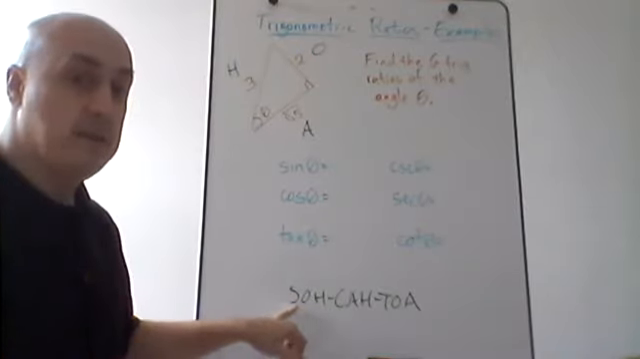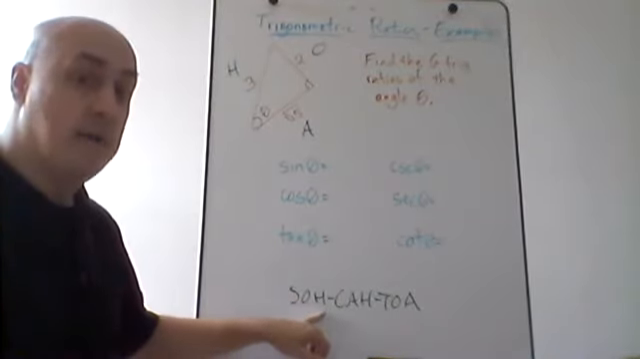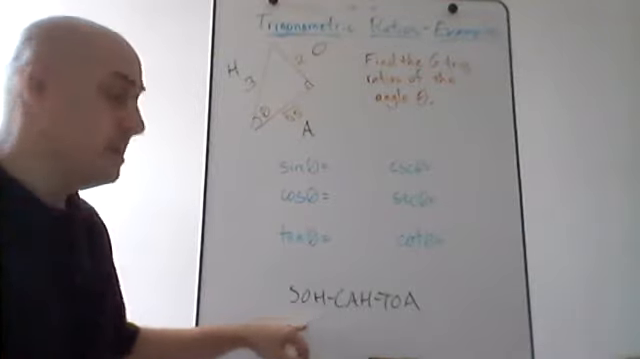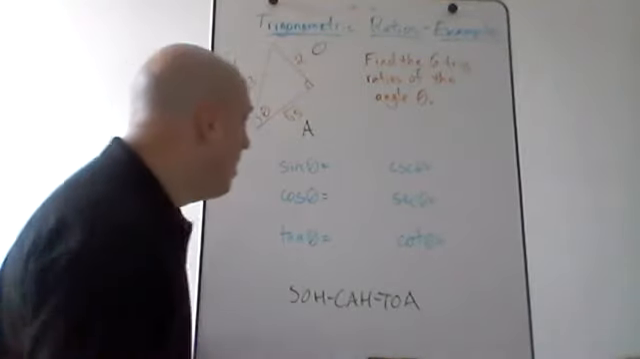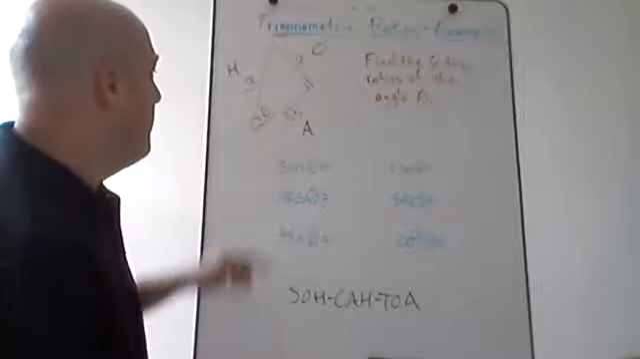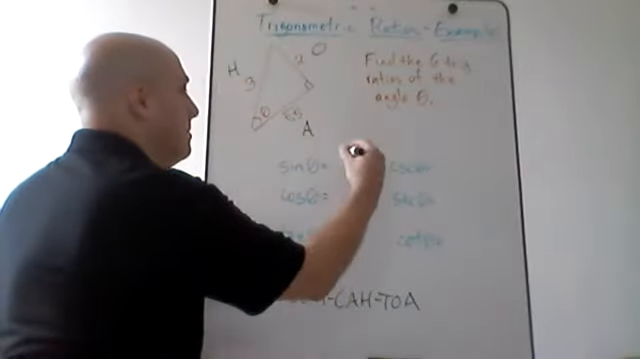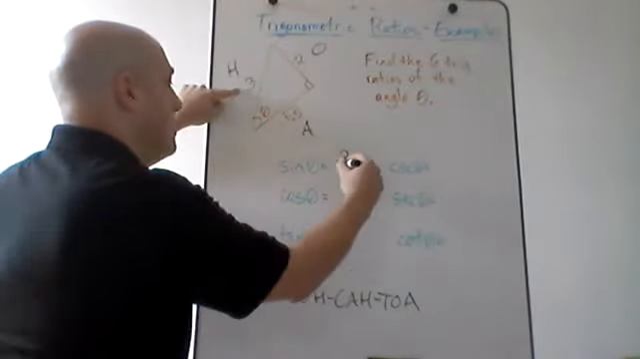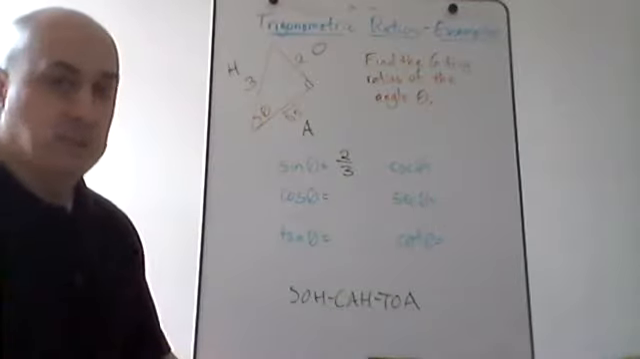All right, so for SOH CAH TOA, to find these 6 trig ratios, start with sine of theta. What that SOH means is that sine is the opposite over the hypotenuse. So for sine of theta, the opposite side is the 2, and the hypotenuse is the 3. So sine of theta equals 2/3.